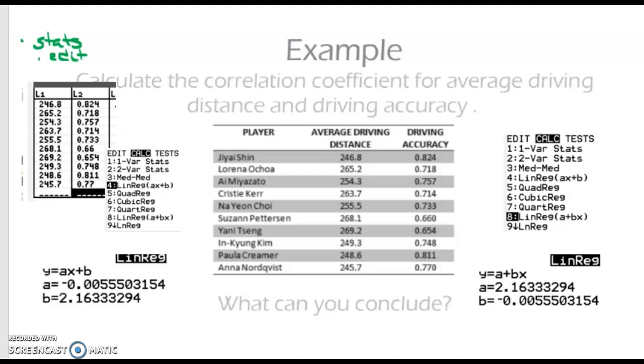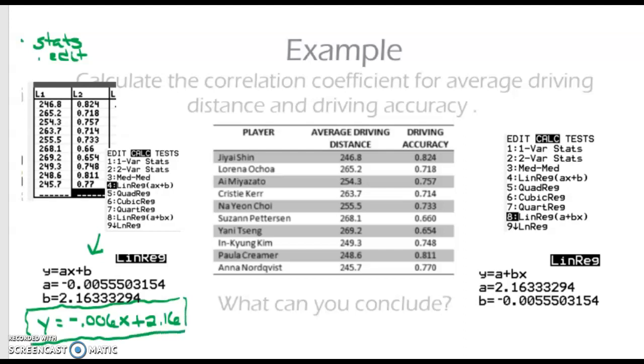Once you get the information in there, you're going to go stat, calc. Again, these are your two options, and I put them on both sides so you can see this. Option number 4, linear regression, ax plus b, is going to give you this answer right here. Notice a is going to be negative 0.005. If you were to write out this equation, a is in front of the x, so you're going to go negative 0.006, I'm just going to round that up, then comes x plus your y-intercept, 2.16. That would be the equation of the line of best fit.